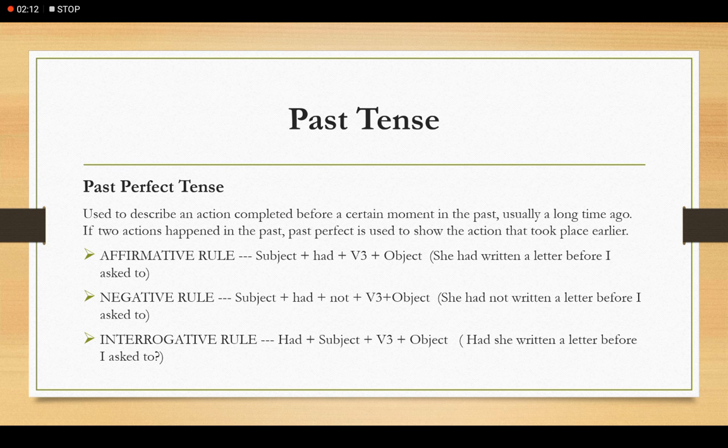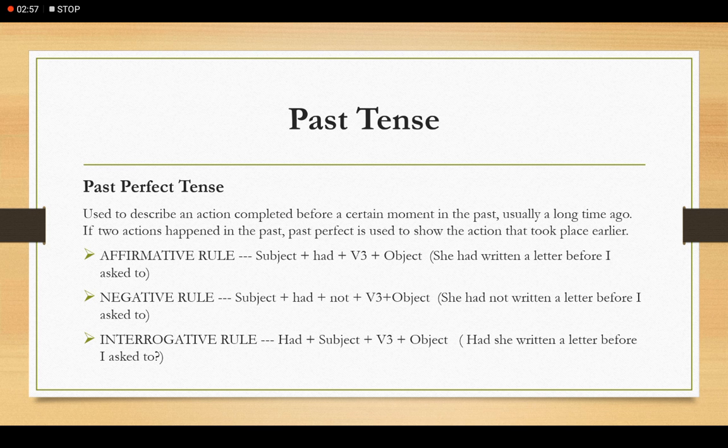Then past perfect tense, used to describe an action completed before a certain moment in the past, usually a long time ago. If two actions happened in the past, past perfect is used to show the action that took place earlier. Generally, in a sentence, two kinds of activity will be mentioned, and both the actions are completed in the past, long time back. Then, in comparison, the activity which was completed before the other activity will come under past perfect tense.